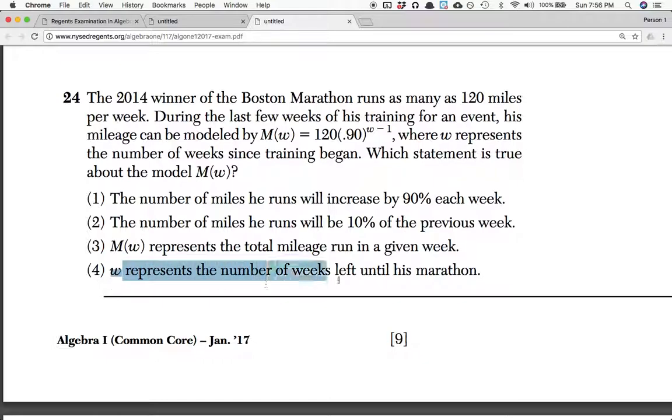W represents the number of weeks left until his marathon. Well, they tell you W represents the number of weeks since training began, not the number of weeks until his marathon. So it's definitely not 4. It's not 1 or 2. I had some lukewarm feelings about 3, but it's the only one that's potentially right, and that is exactly what it is. M of W represents the total mileage run in a given week.